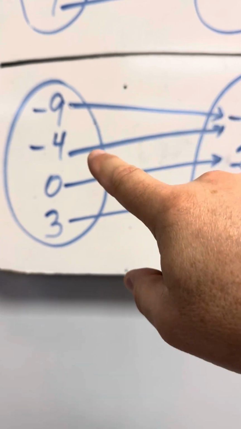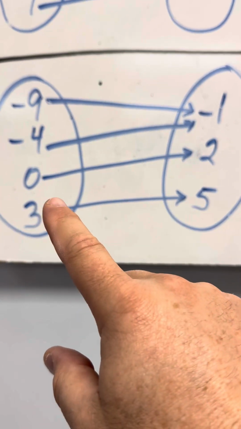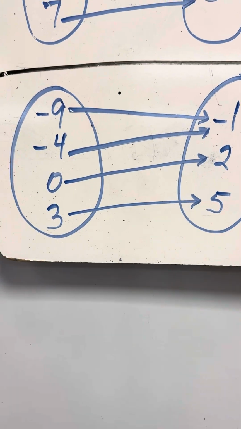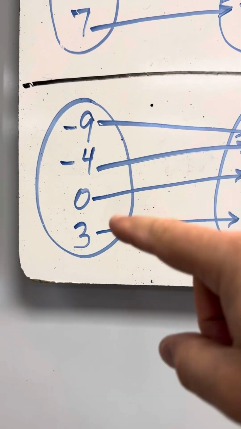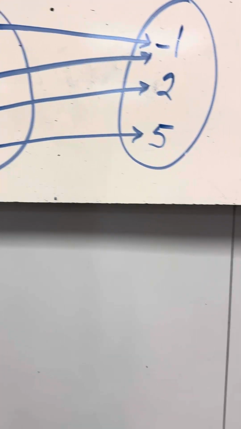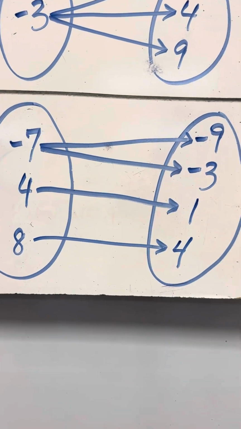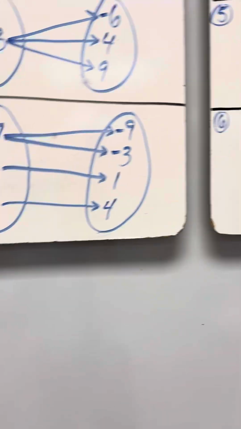All right? There's -9 and -4 both go to -1. That's okay. That's a function. 0 going to 2, 3 going to 5. Each x value goes to one y value, okay? But this is not good. See how the -7 goes to 2 values. That's not a function, okay?